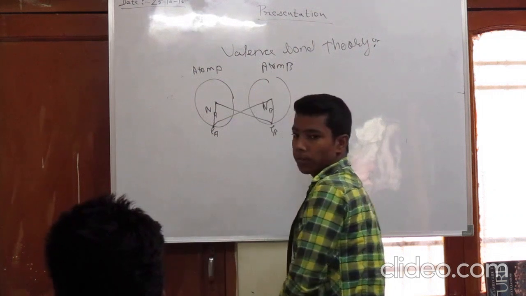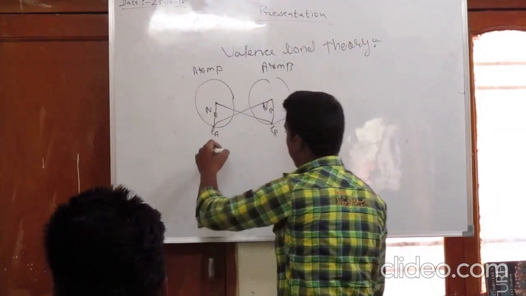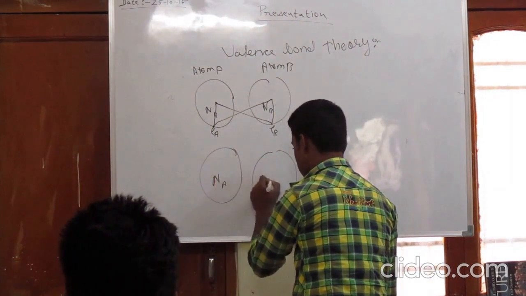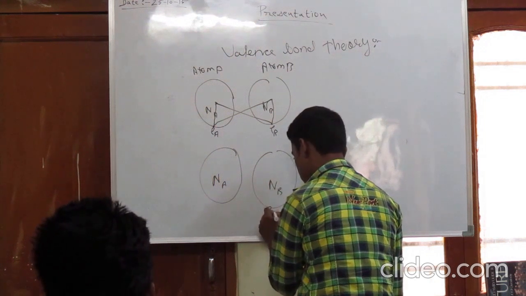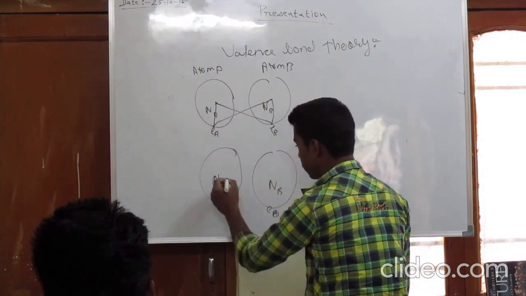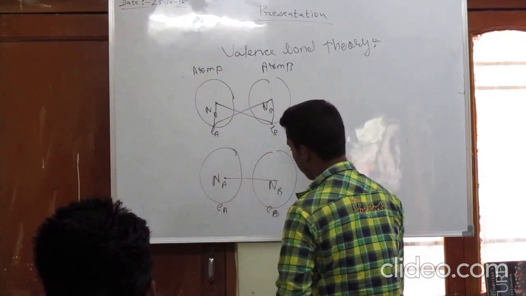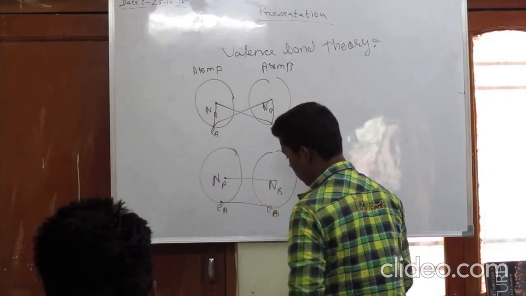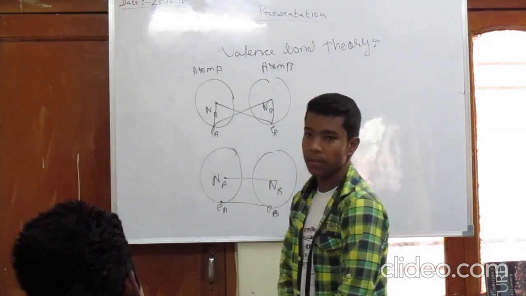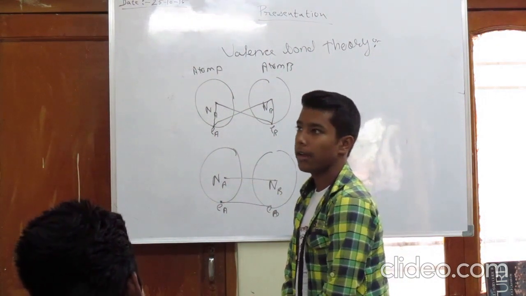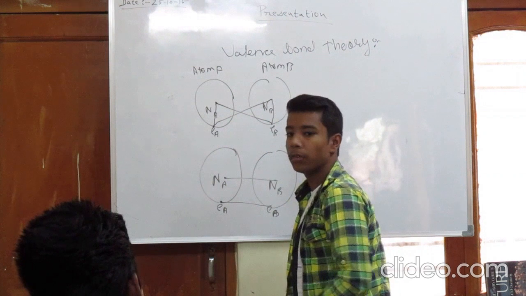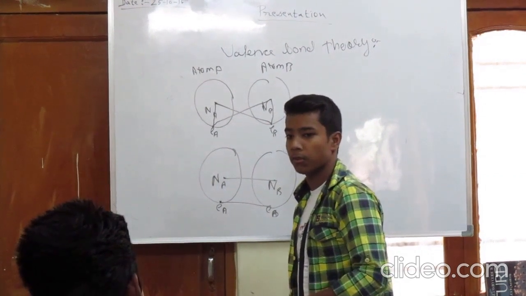Second, repulsive force will arise between the nucleus of A and the nucleus of B, and the electron of A and the electron of B. The force of attraction brings the two atoms closer, and the repulsive force tends to push them apart. For the formation of a bond, the force of attraction should be greater than the force of repulsion.